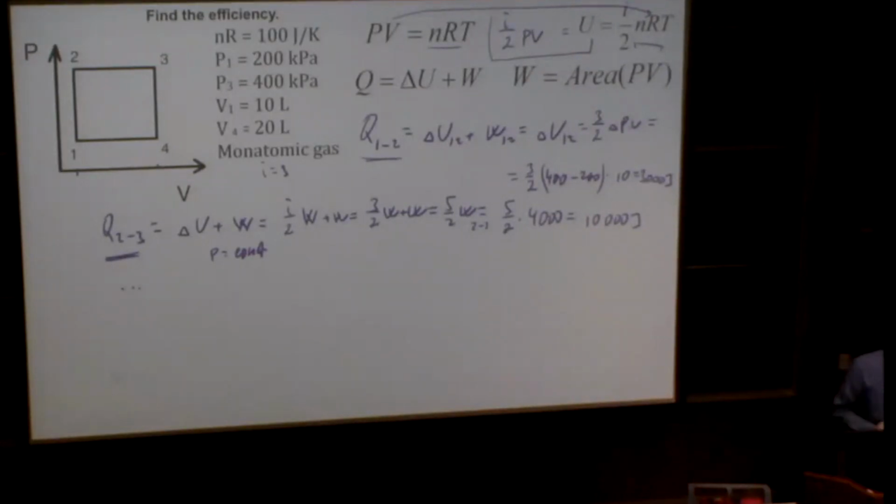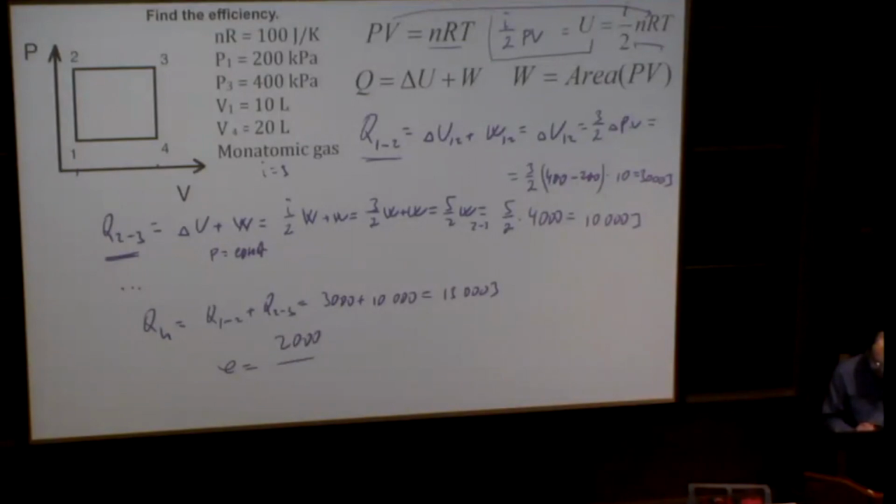I'm not going to do the rest. If you do the rest, that's a good exercise. Those two processes happen with negative Q. So if you want to calculate the amount of heat absorbed by the system, we just have to add these two: 3,000 plus 10,000, 13,000 joules. Now we have everything. That's going to be 2,000, the work done in one cycle, over 13,000. We can multiply by 100%. Done.